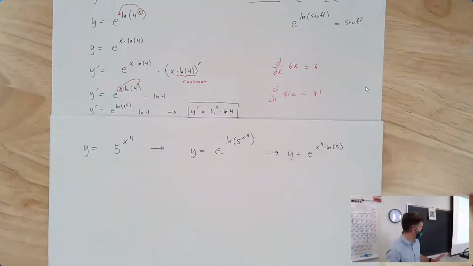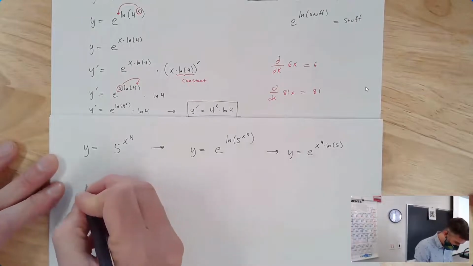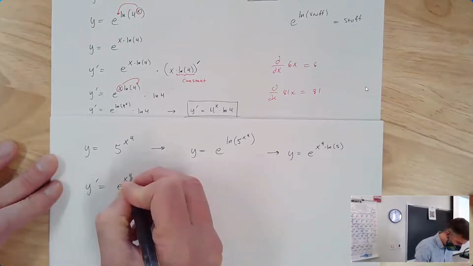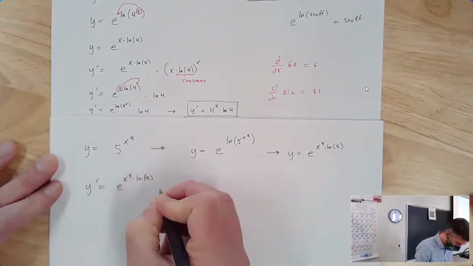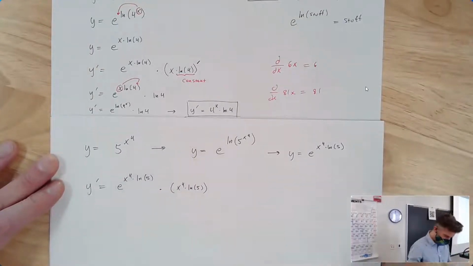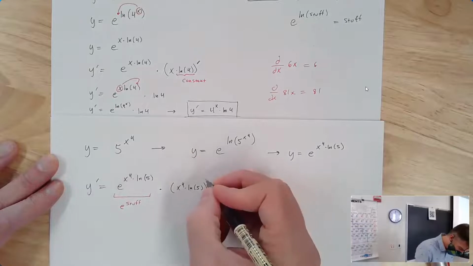And I want to ask everybody, what do we know about the natural log of 5? It's a constant. We're going to pretend it's like 2. It's not actually 2, but whatever. So then we're going to start finding the derivative. The derivative of e to the stuff is e to the stuff times the derivative of the stuff. Oops, I forgot to write the derivative symbol over here.